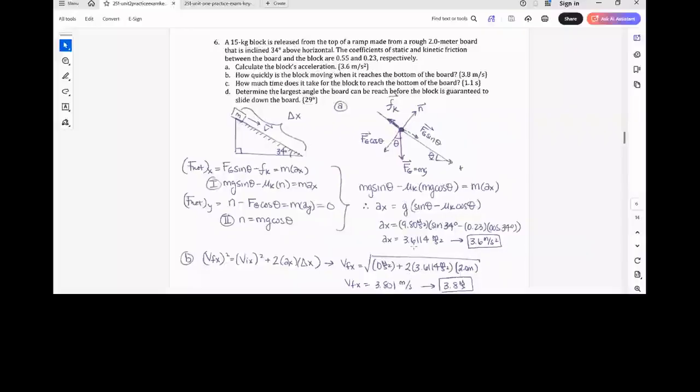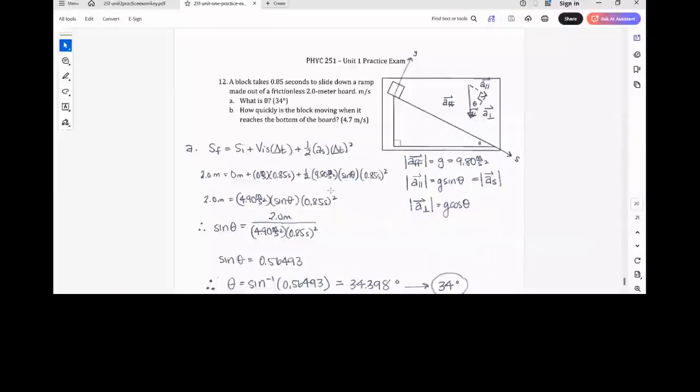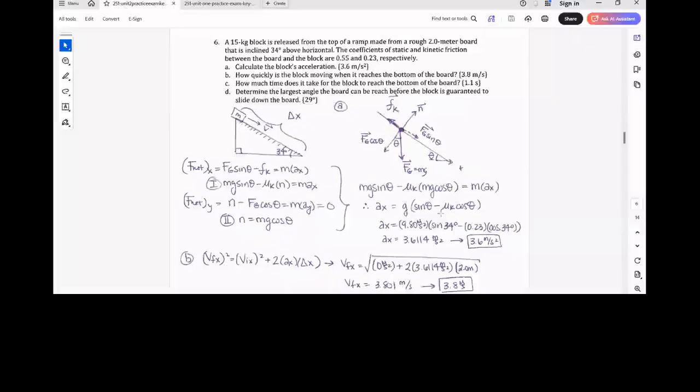If I plug in those values, we get 3.6 meters per second squared that we can compare to the acceleration that we calculated for the earlier version of this problem. That was just g times sine theta. So 9.80 times sine 34. Coming back to our Unit 2 version of the problem, the maximum speed that the block reaches at the bottom of the board should be less because now this board is rough as opposed to being frictionless.